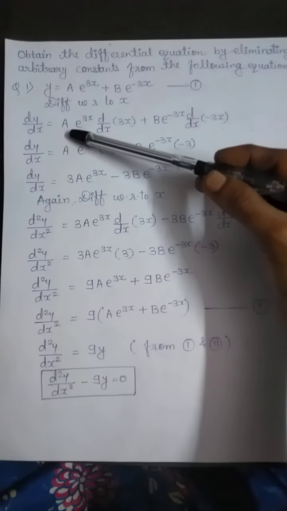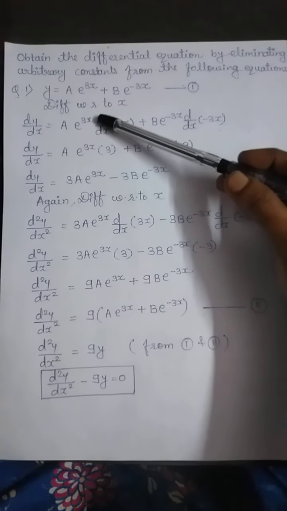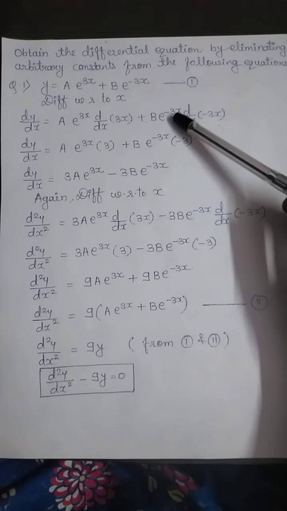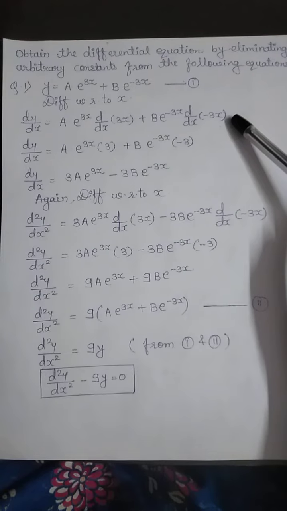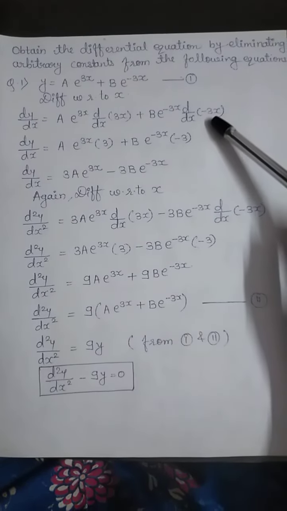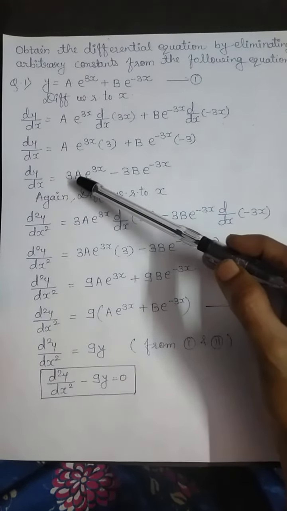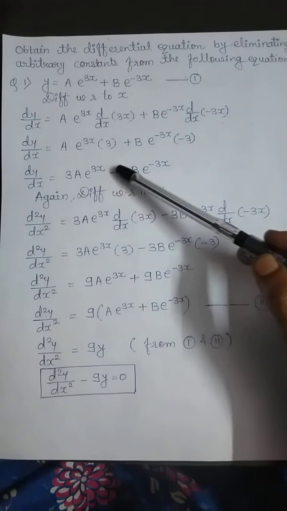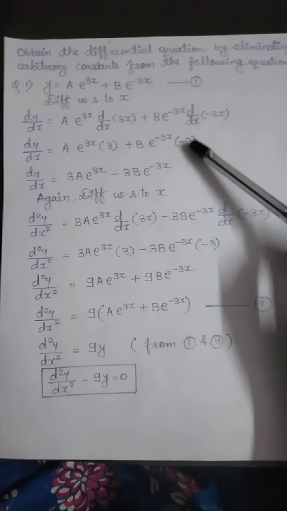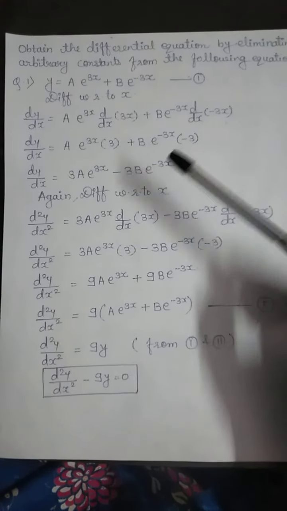So dy by dx is equal to a, derivative of e raised to 3x is e raised to 3x into derivative of 3x, plus b e raised to minus 3x into derivative of minus 3x. So here we have derivative of 3x as 3, derivative of minus 3x as minus 3. So dy by dx is equal to 3a e raised to 3x minus 3b e raised to minus 3x, because this minus 3 and this plus will become minus 3b.